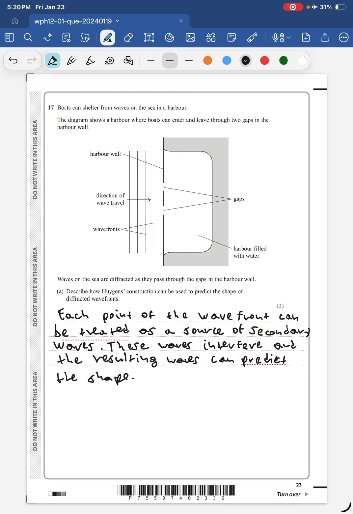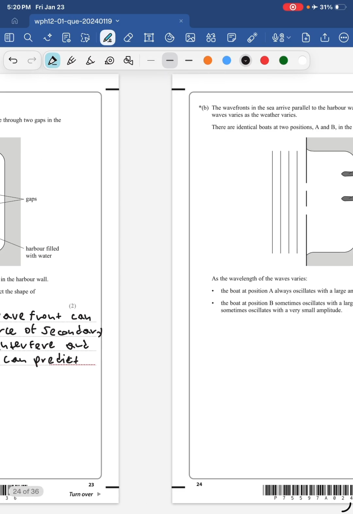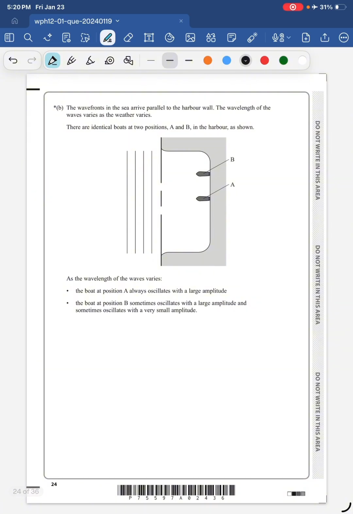These further wavelets interfere, superpose, and the resulting waves predict the shape. Okay, so exactly what we said. Part B. This is a long writing problem.